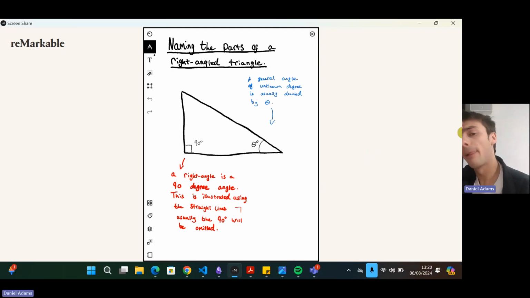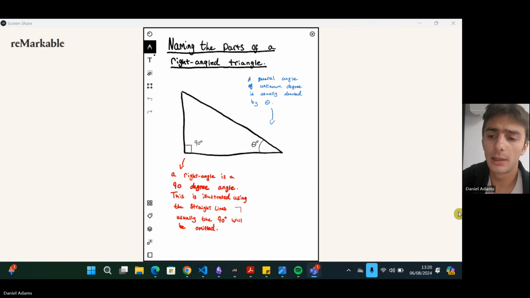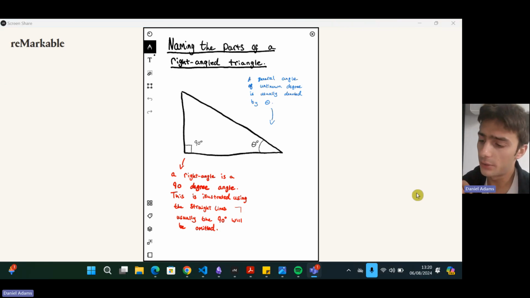So before we get on to working with right-angled triangles, we need to give some names to the different parts of the triangle. Okay, so first of all, what is a right-angled triangle? A right-angled triangle is any triangle that contains an angle of 90 degrees.